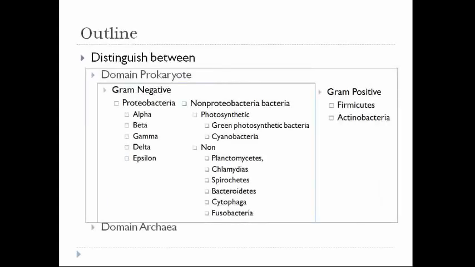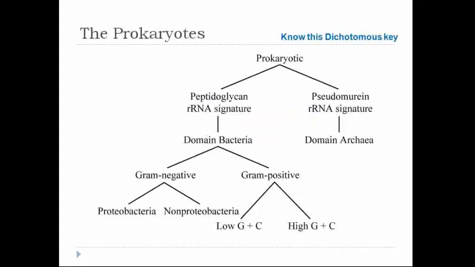So we're going to talk about the differences between, in the domain prokaryote, the gram-negative and gram-positive organisms, and then talk about the archaea. Now, in this, you must know this dichotomous key for the exam. Okay? I will ask you to give me this dichotomous key. And you need to know it because it's useful to understand how we separate the prokaryotes. So we have over here the organisms that have peptidoglycan, and then of course we separate them by their ribosomal RNA signature. And if they have peptidoglycan, then they are bacteria. If they have pseudomurein, then they are archaea.